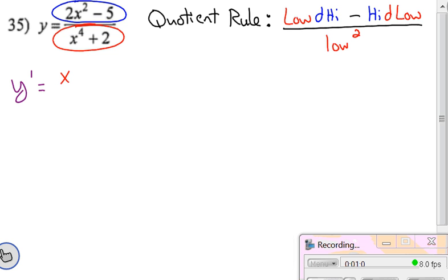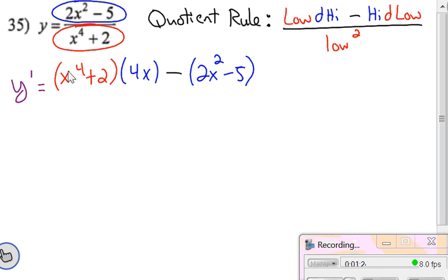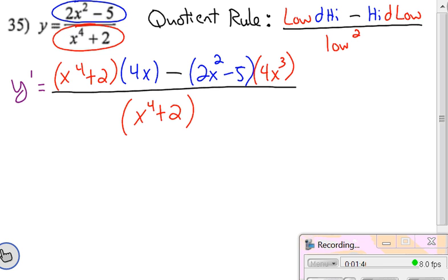Low, write it down, times the d of the high. The derivative of the high function, the blue one, is 4x. Okay, minus, let's do the high, times the d of the low. The derivative of the low function is 4x cubed, all over the low function squared. And you can leave your answer just like that. That is the answer to this problem.